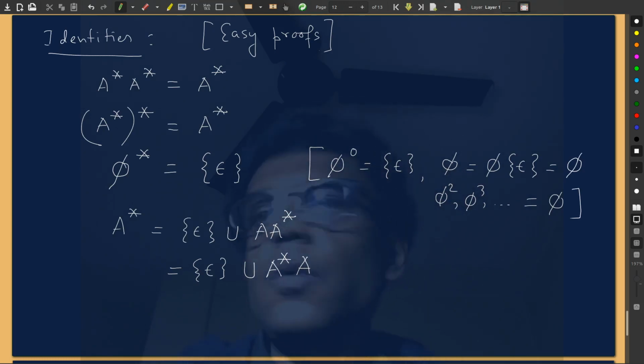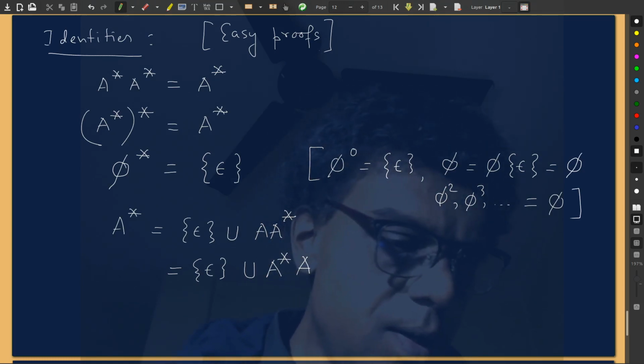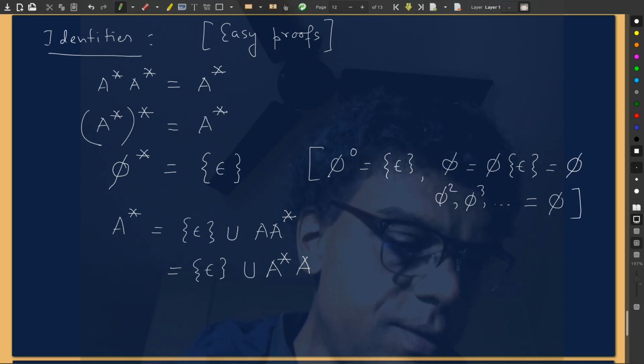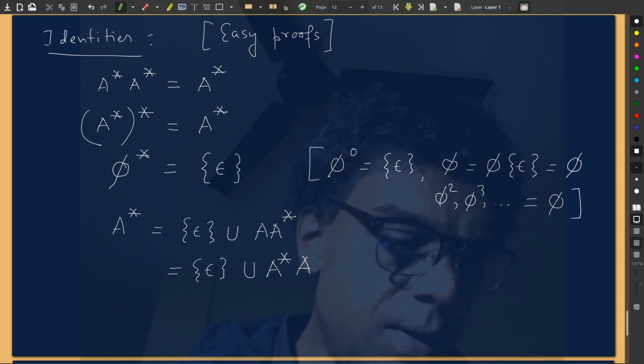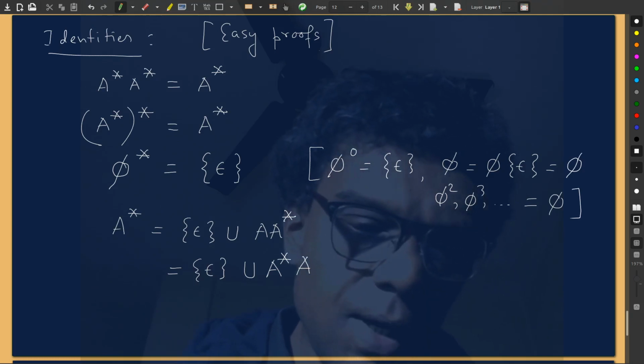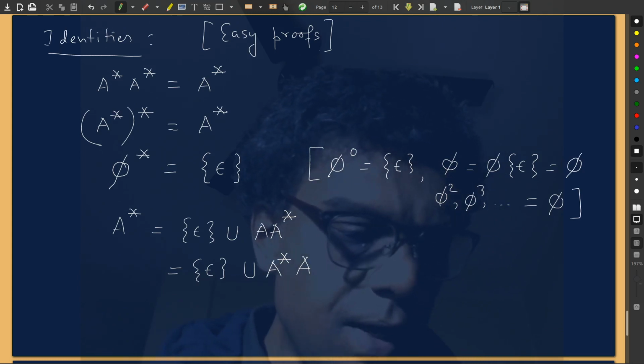Okay, these are all immediate from the definitions. So that's about the algebra of languages. Standard set algebra: union, intersection, complement, and other things like symmetric difference, all these things. Whatever we use in connection with sets can also be used here.